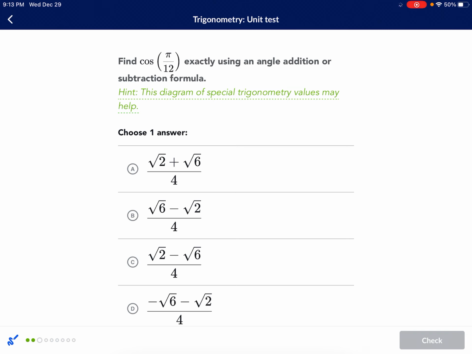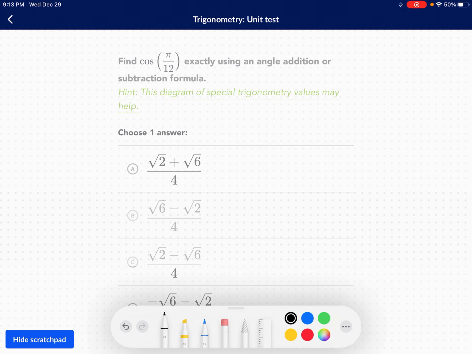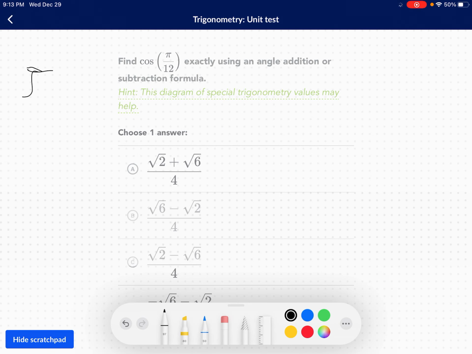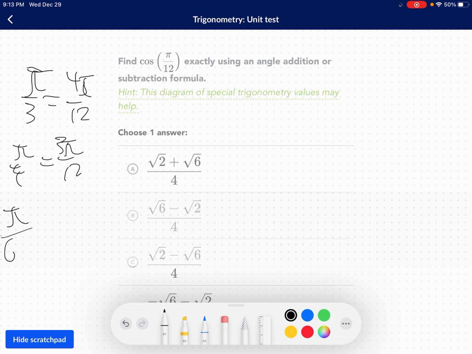Alright. Find cosine of pi over 12 exactly using an angle addition or subtraction formula. Okay, so pi over 3 equals 4 pi over 12. Pi over 4 is equal to 3 pi over 12. And pi over 6 is 2 pi over 12. And what can get us to pi over 12? It looks like pi over 3 minus pi over 4 can get us there.